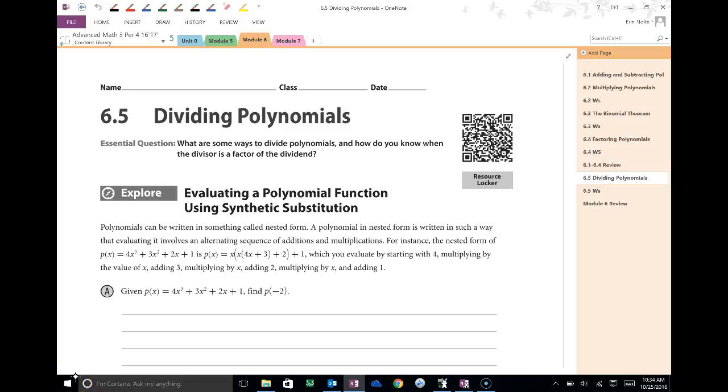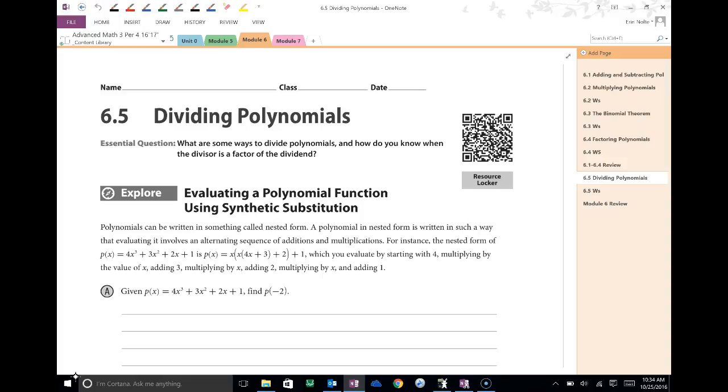Okay, so 6.5 is called dividing polynomials. In 6.1 we did adding and subtracting of polynomials. In 6.2 we multiplied polynomials by FOILing. In 6.3 and 6.4 we expanded and then factored. So 6.5 naturally is dividing polynomials.